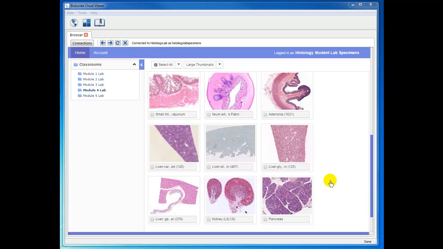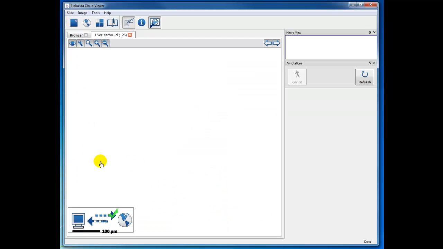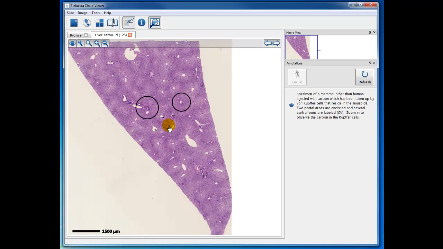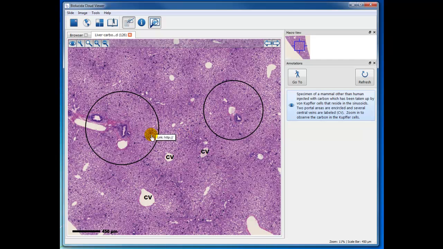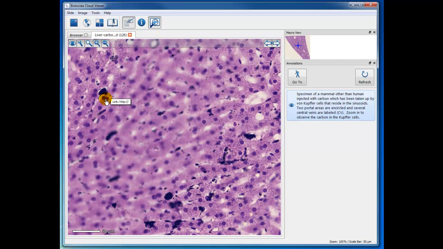This video will take you for a short visit on 4 liver specimens. The first one here was injected with carbon, and you know from lecture that the Kupffer cells pick up carbon and they're located in the sinusoid. So every place you see the black substance, that is carbon that has been engulfed by the process of phagocytosis within the Kupffer cells.